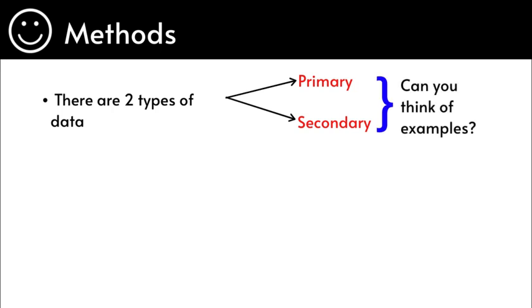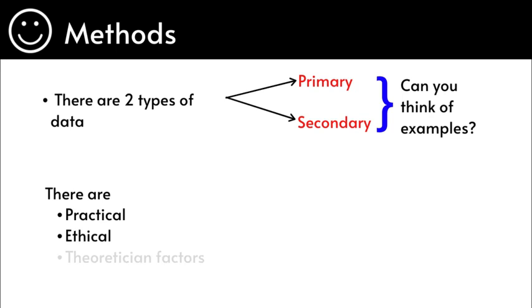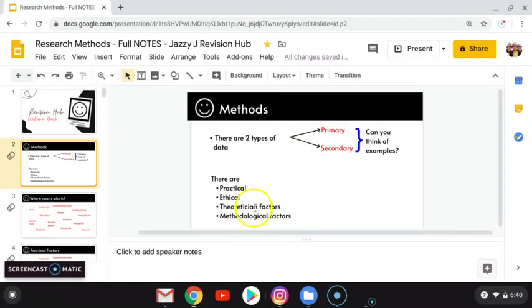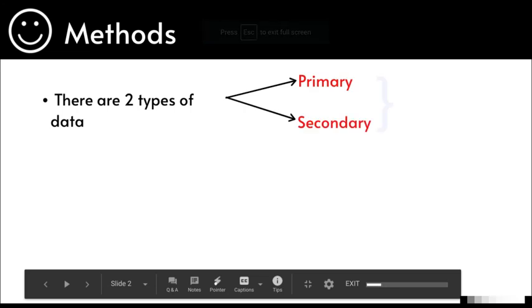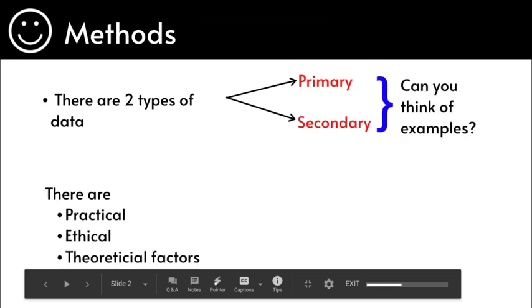So now, knowing the definitions, can you think of examples? Primary data is data that sociologists collect by themselves, could be observations, experiments, while secondary could be newspaper, broadcasts, letters, a few examples that can be used too. And there are various different practical, ethical, theoretical factors. Sorry, the spelling's quite wrong there. Not theoretical, it's theoretical. Let me just quickly change that. Theoretical as well as methodological factors which need to be considered. And you must take note of all of these factors when you're writing an answer.